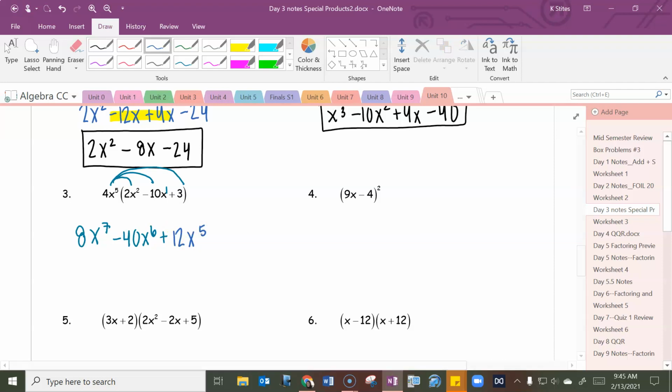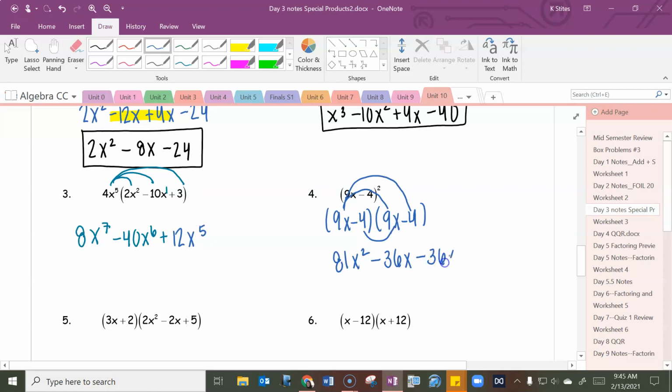All right, now number 4 here, this is one of the new ones that we just talked about. When it's squared, remember you cannot just distribute your exponent. We're going to go ahead and write this twice. All right, and then we can go ahead and FOIL like normal. 9x times 9x is 81x squared. Don't lose that squared. 9x times negative 4 is negative 36x. Negative 4 times 9x is a negative 36x as well. And negative 4 times negative 4 is a positive 16.